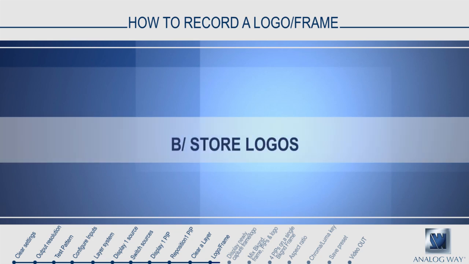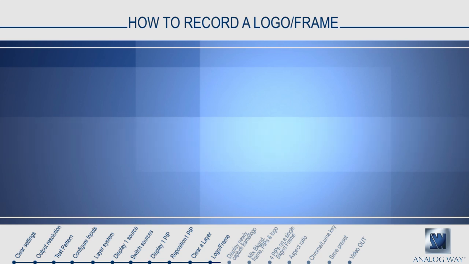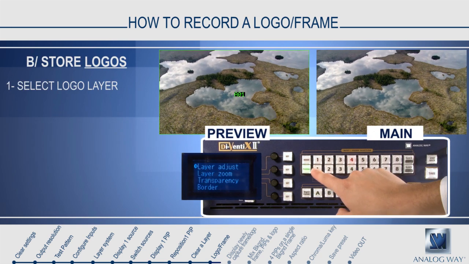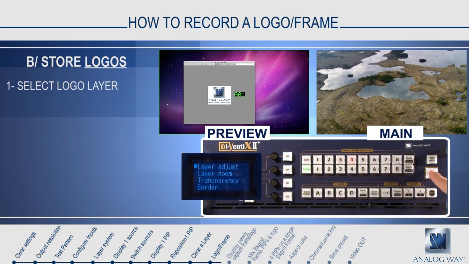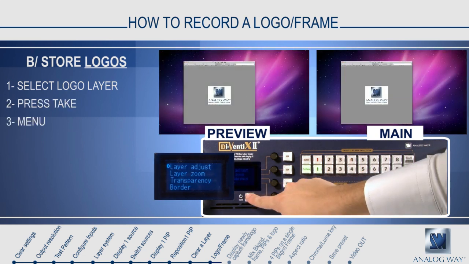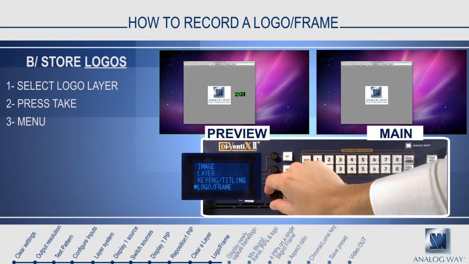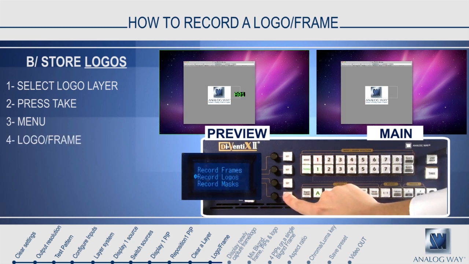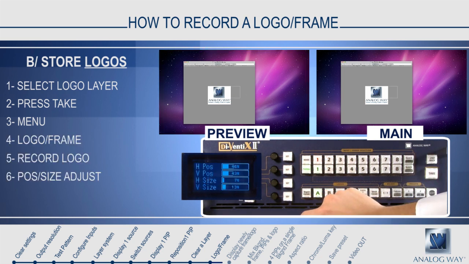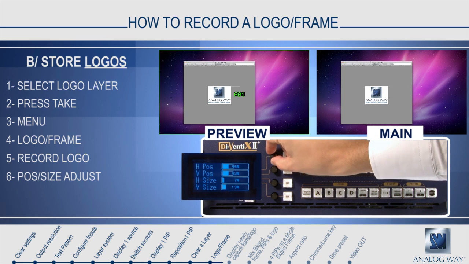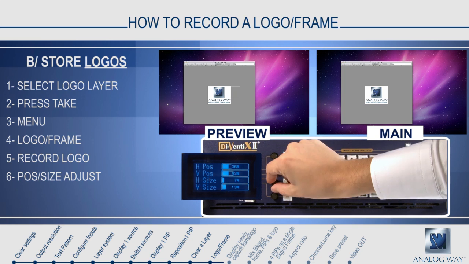Next, let's store a logo. To store a logo, start by displaying the source that you wish to capture from at the size you wish to capture it at on the main screen. Next, navigate down to Logos and Frames and select Record Logo. Select Position Size Adjustment to reposition the white box that defines the logo capture area.